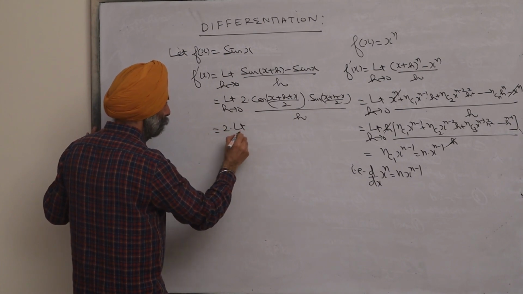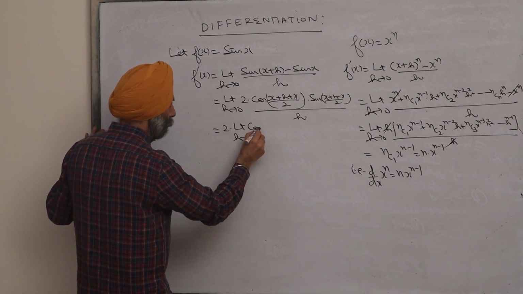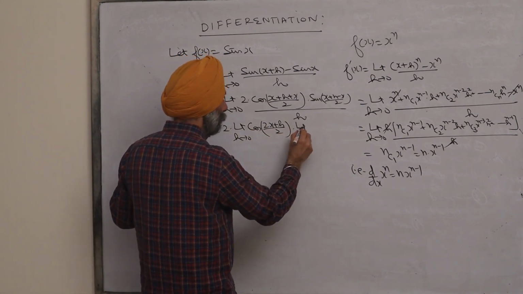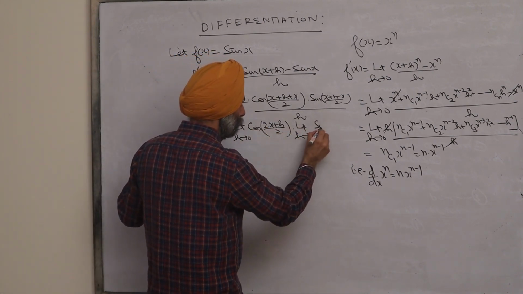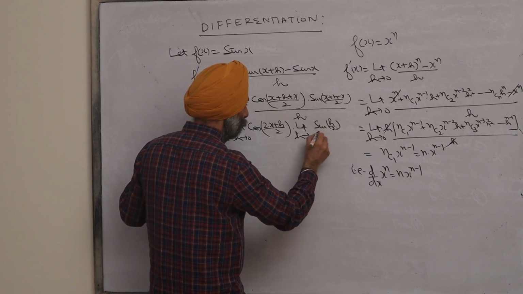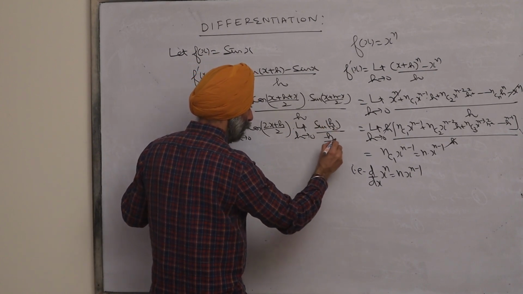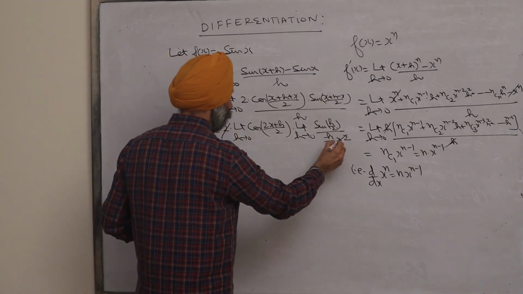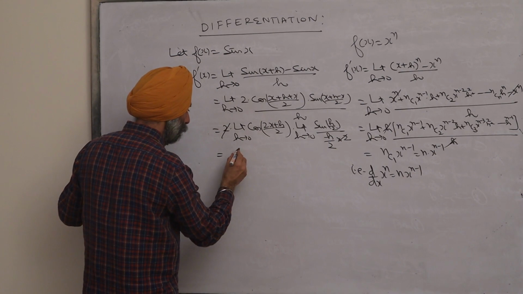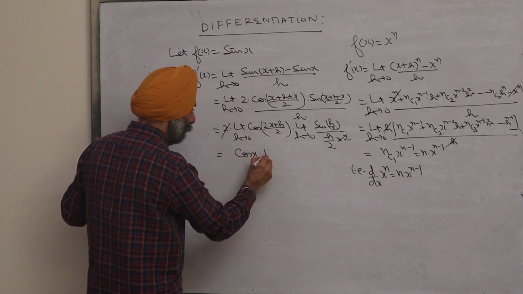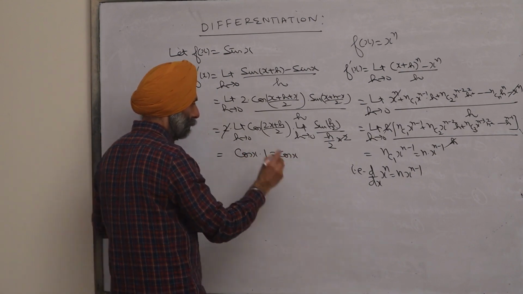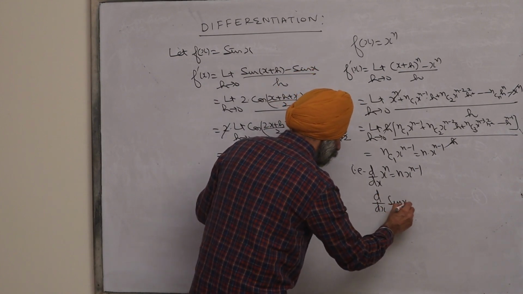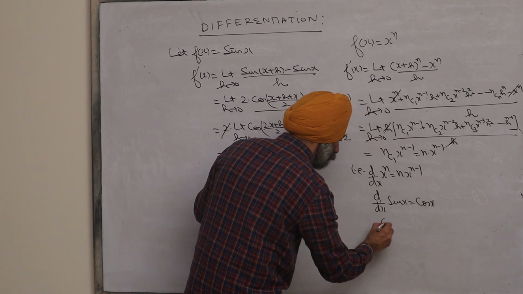So it is 2 times limit h approaches to 0 cos of (2x plus h) by 2 into limit h approaches to 0 sine of h by 2 upon h. It has to be divided by 2, correspondingly multiplied by 2. This 2 will cancel. So as we apply the limit here, it becomes cos x into 1, which is equal to cos x. So that is d over dx of sin x is equal to cos x.